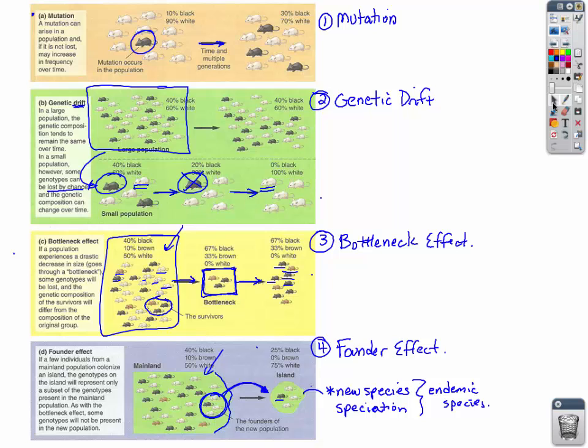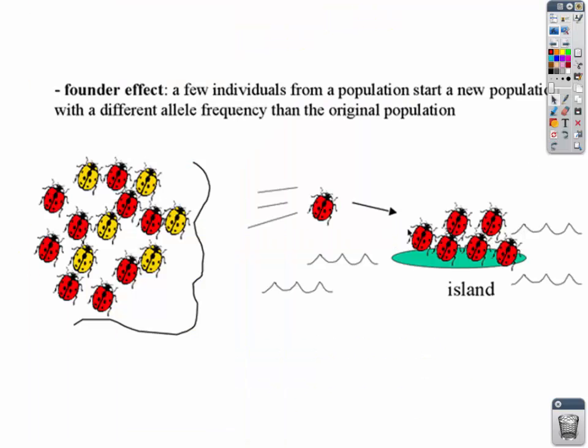A lot of those are by chance, but let's look at some examples here. You have the founder effect, and in this example, there was a storm, and it blew one of the red ladybugs over onto the island, and now that is the one that survived and was able to reproduce. So you have red ladybugs on the island. You don't have any yellow ones.